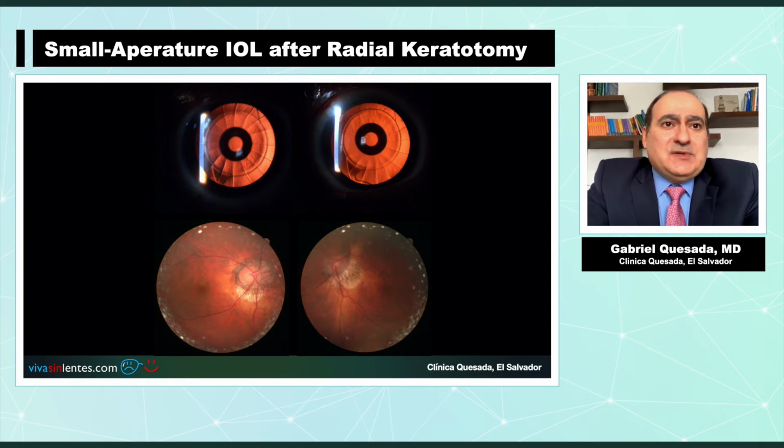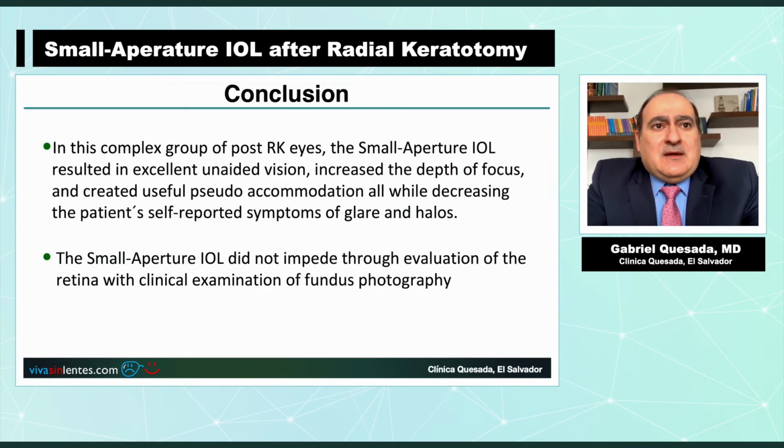So, in conclusion, we can say that in this complex group of patients with radial keratotomy and irregular corneas, the small aperture IOL results in excellent unaided vision, increased depth of focus, and creates useful pseudo-accommodation, all while decreasing the patient's self-reported symptoms of glare and halos. The small aperture IOL did not impede thorough evaluation of the retina with clinical examination or fundus photographies.